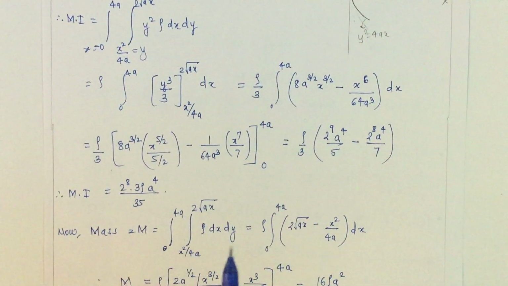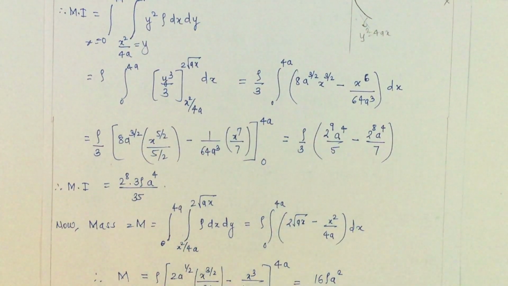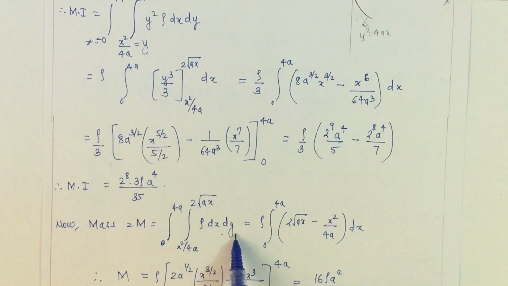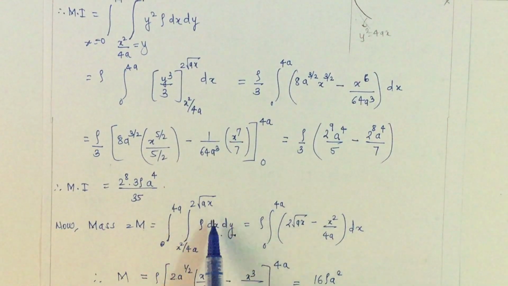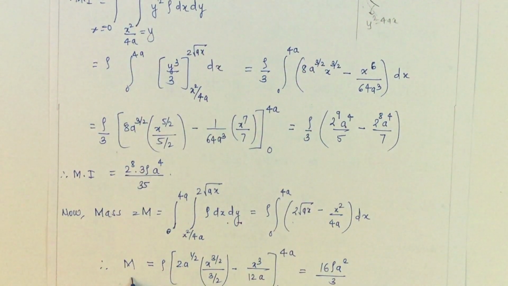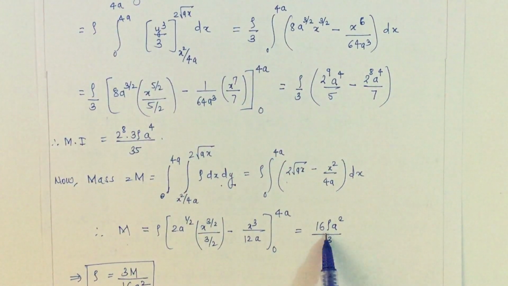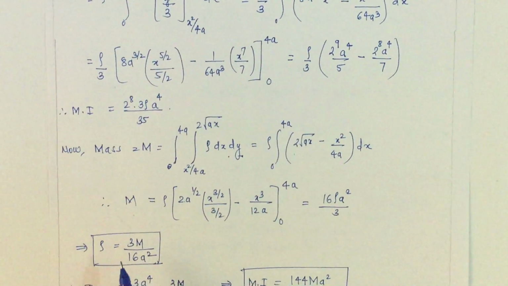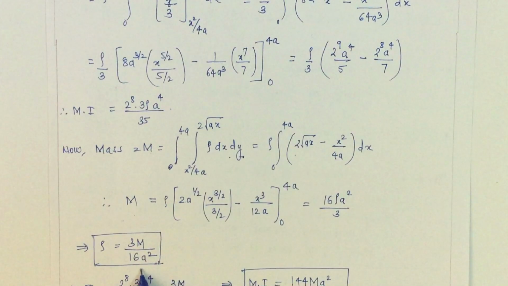But since there is a density, a physical quantity, included, this becomes double integral rho dx dy. So take rho as constant, integrate with respect to y first, then with respect to x. We obtain the value of m as 16 rho a square upon 3. So from this I can get the value of rho as 3m upon 16 a square.